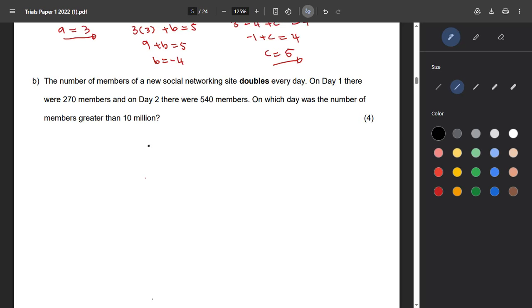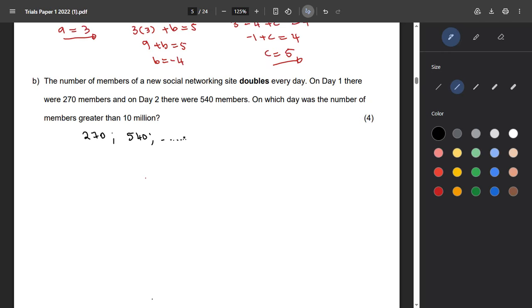This is the next question. They say that the number of members of a new social networking site doubles every day. On day 1, there were 270. So I'm going to create, we're still on number patterns, right? So I'm going to create a pattern based on the information that is given. So 270, that's the first term. And on day 2, there were 540 members, and this keeps going.